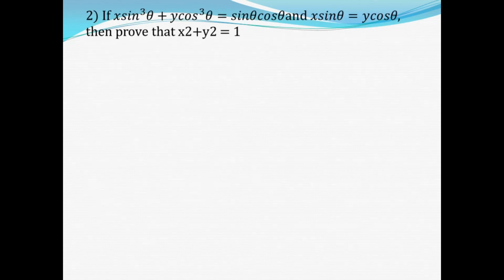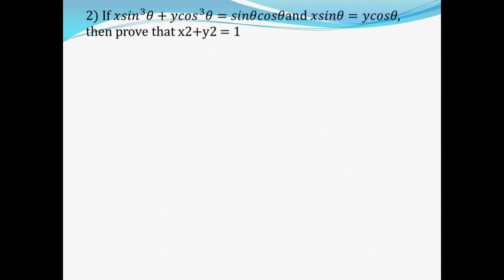We'll move on to the second one. If x sin cubed theta plus y cos cubed theta is equal to sin theta cos theta and x sin theta is equal to y cos theta, then prove that x square plus y square is equal to 1. Now, when you observe this question, you can find out two conditions given here. What are they? X sin cubed theta plus y cos cubed theta is equal to sin theta cos theta. X sin theta is equal to y cos theta. Based on these conditions, we have to prove x square plus y square is equal to 1.